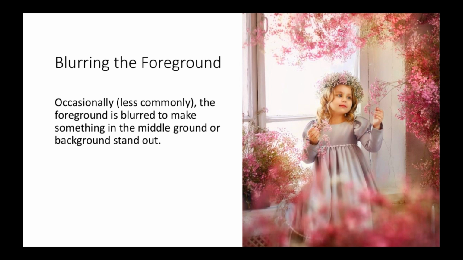Blurring the foreground happens occasionally, but it's less common. The foreground is blurred to make something in the middle ground or background stand out. And in this case, it's because this girl should be the center of attention, and so these flowers are just kind of in the way. I guess the photographer was like, okay, I can't really get rid of these flowers, they're just in the way, but let's just blur them, and then still the focus is mostly on her, because who's going to focus on this even though it's in the foreground? It's just all blurry.